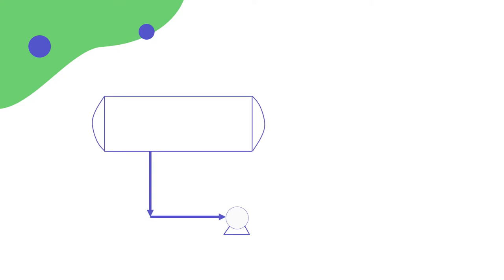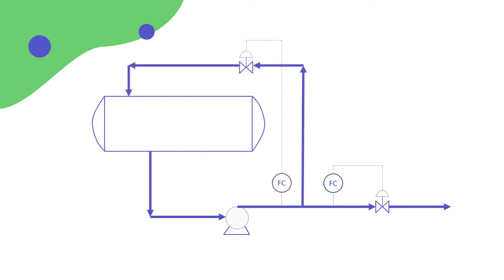Hello everyone. Suppose we have a pump that draws fluid from a vessel. The pump flow is controlled on the discharge line, and there is a minimum flow controller. So we need to specify the pump for this operation. In order to specify a pump correctly, we need to carry out several calculations.